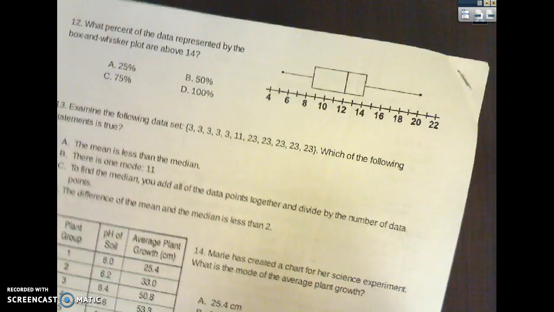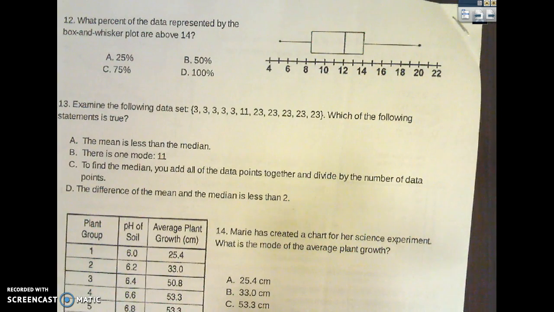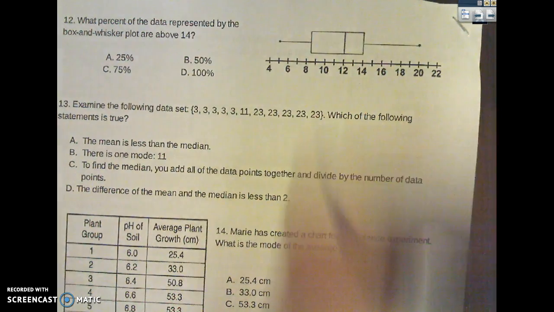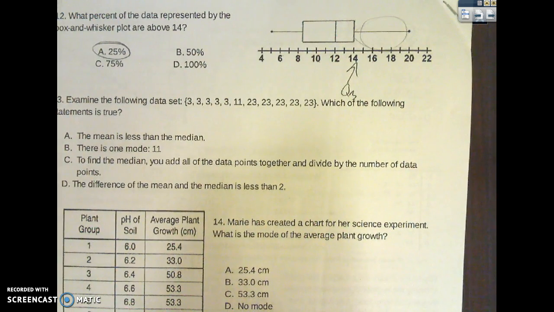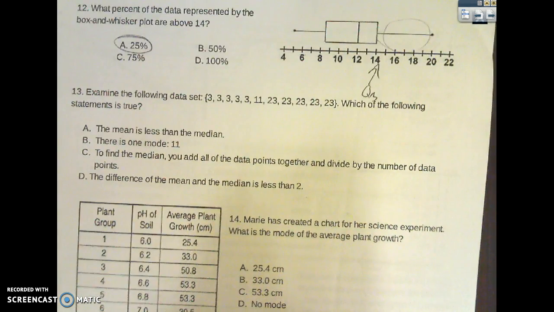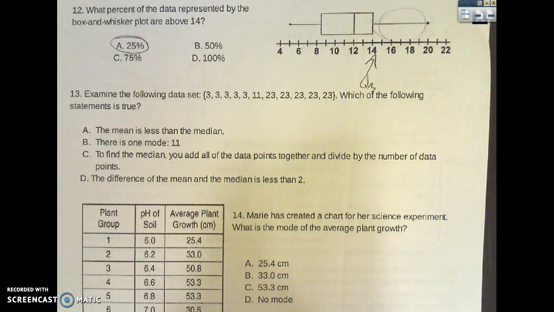What percent of the data represented by the box and whisker plot are above 14? Well, here is 14, which is my Q3. So this is simply 25%. You guys are fine with this, okay? Don't make that more complicated than it needs to be, all right?